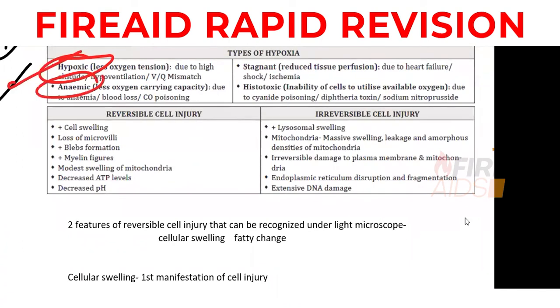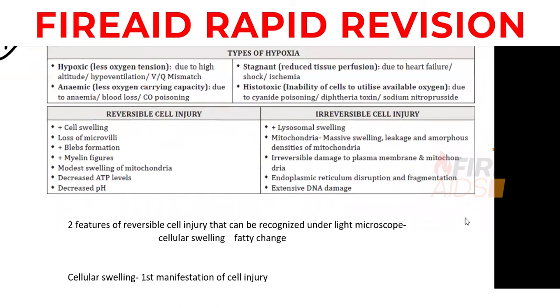Then there's something called anemic hypoxia. There is enough oxygen, but your blood does not have enough hemoglobin, so the oxygen carrying capacity is lesser. This is due to either anemia, which means the hemoglobin is already low, or ongoing blood loss, or carbon monoxide poisoning. I told you that carbon monoxide will quickly replace the oxygen because it is highly diffusible, more than oxygen. So you don't have to memorize these three. If you understand, you will be able to work it out.